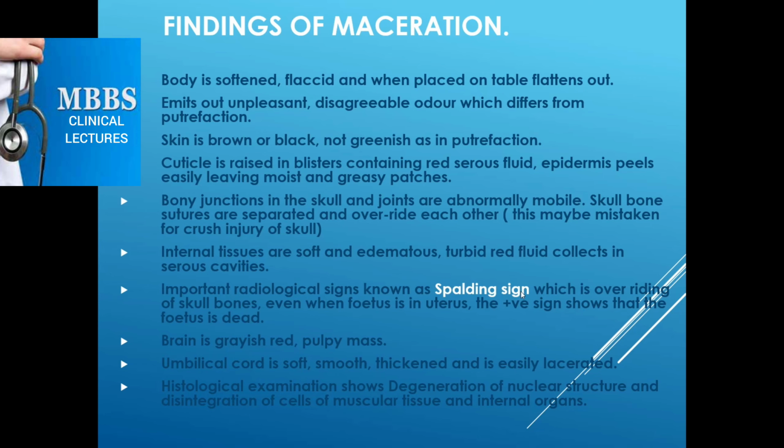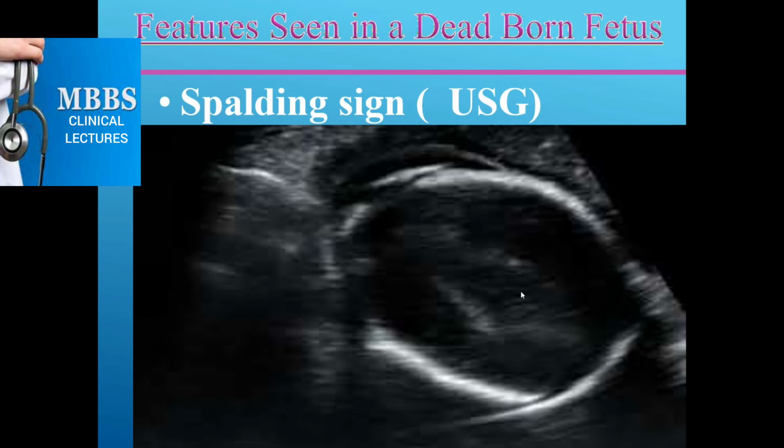The brain is a grayish red, pulpy mass. The umbilical cord is soft and smooth, thickened and easily lacerated. Histological examination reveals the degeneration of nuclear structures and disintegration of cells of muscular tissues and internal organs.